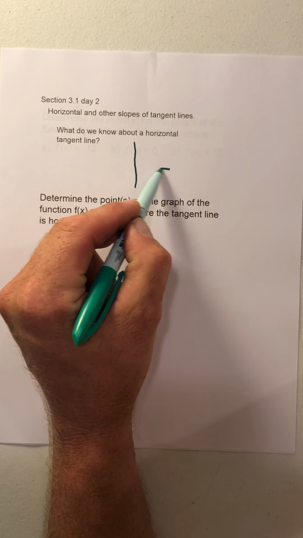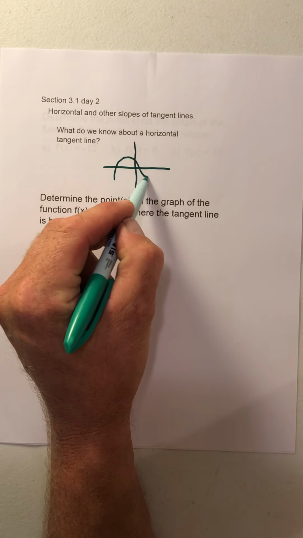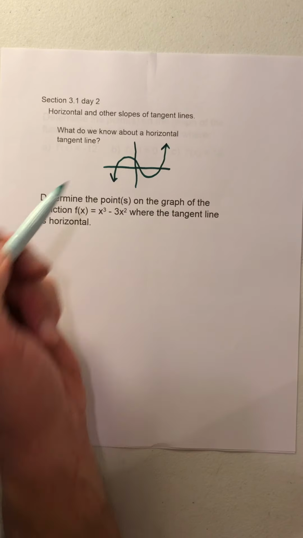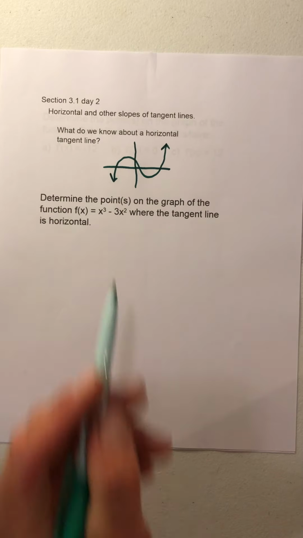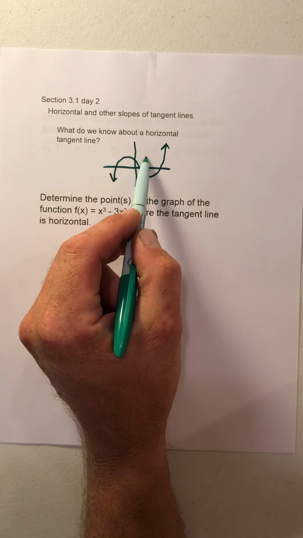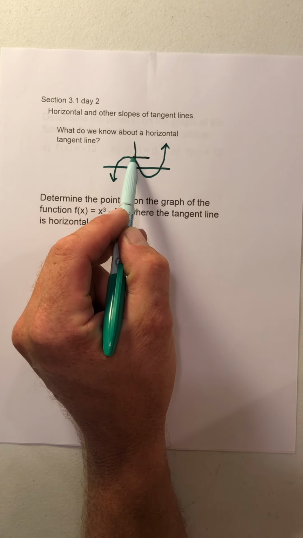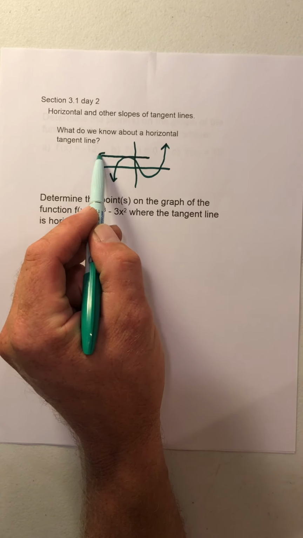So I like to go ahead and start with a graph. Maybe we have a nice cubic function here, and we want a horizontal tangent line. So remember, to be tangent, it's going to touch it at one point. To be horizontal, we have a slope of 0. So I see 2 points in which this occurs.